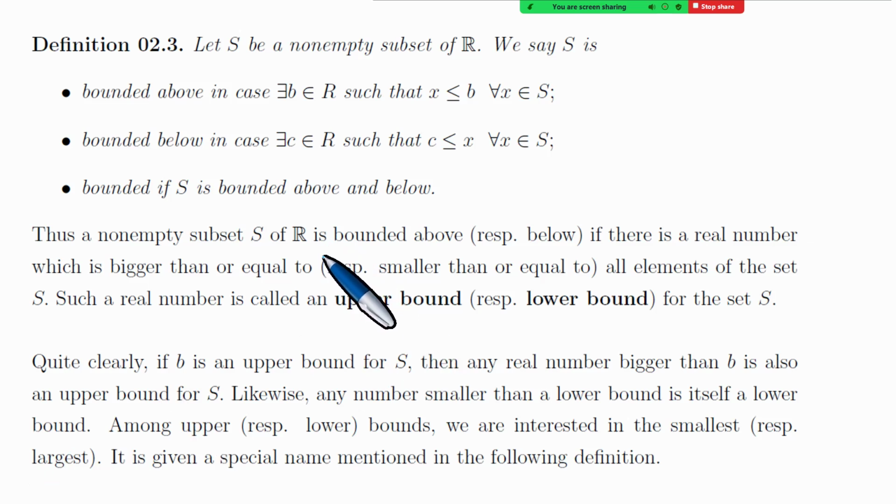Now, there are certain things we need to remember and to just make sure we understand. The notion of an upper bound and the notion of a lower bound, the concept of a supremum and that of an infimum remain pivotal in understanding this module. Let S be a non-empty subset of R. It's a non-empty subset of the real numbers. We say S is bounded above in case there exists B in R, such that X is less than or equal to B for all X in S.